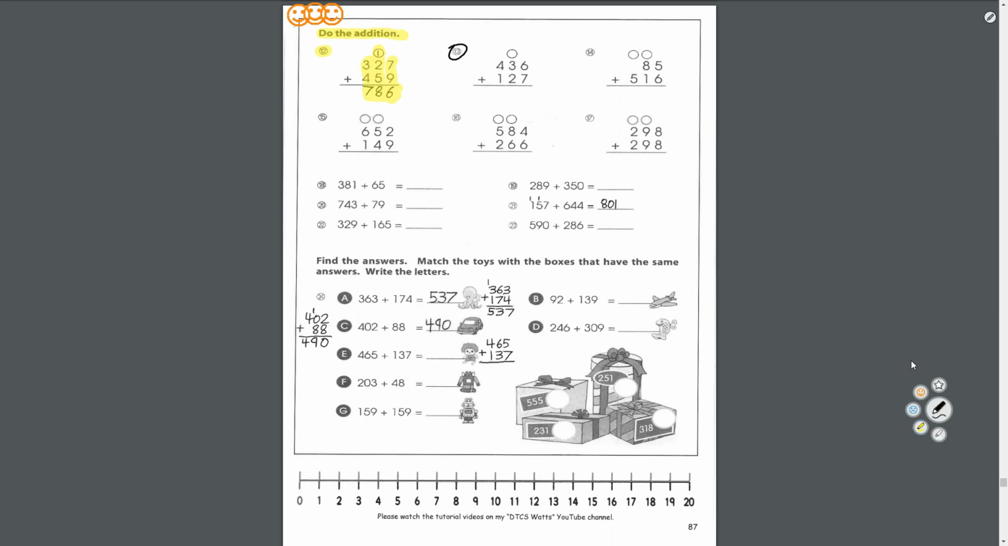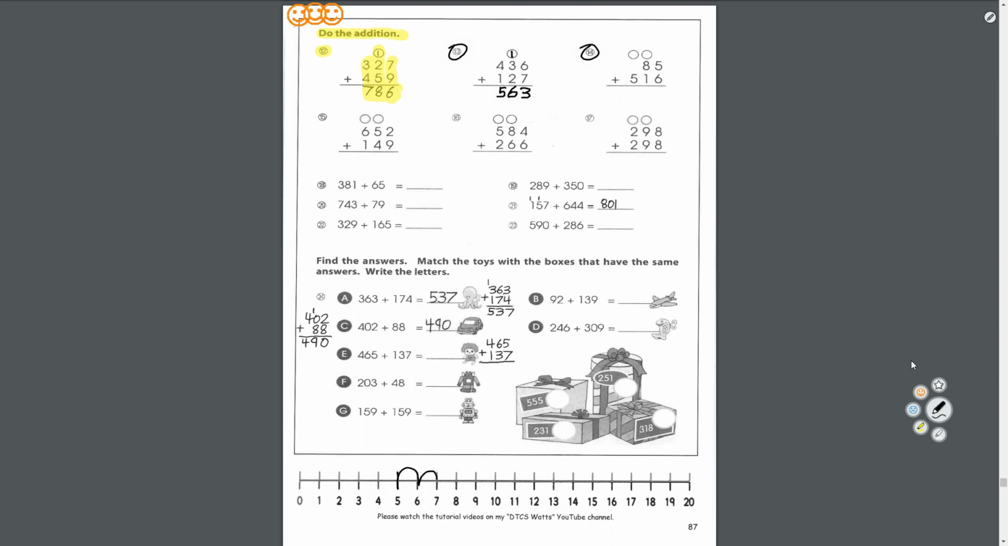Question 13. Start in the ones place. 6 plus 7. 6 plus 1, 2, 3, 4, 5, 6, 7. 13. The 3 goes here, and the 1 goes above the tens in the bubble. 1 plus 3. 1 plus 1, 2, 3. Plus 1, 2. Goes 6 in the tens place. And 4 plus 1. 4 plus 1 equals 5. 563.